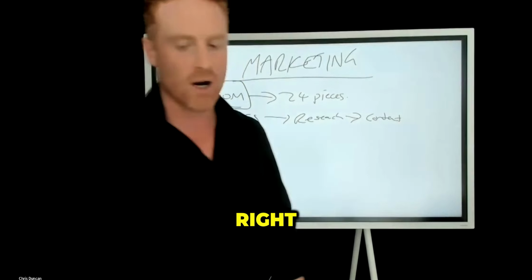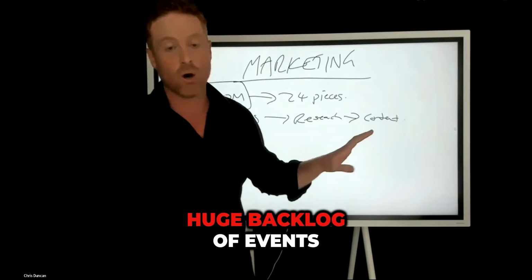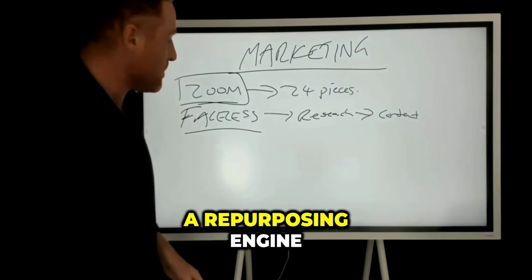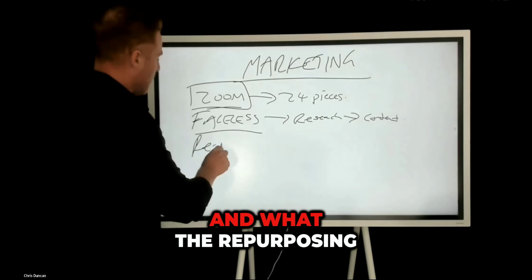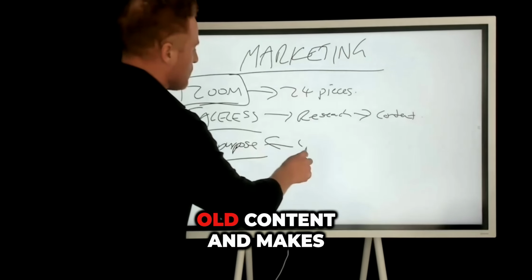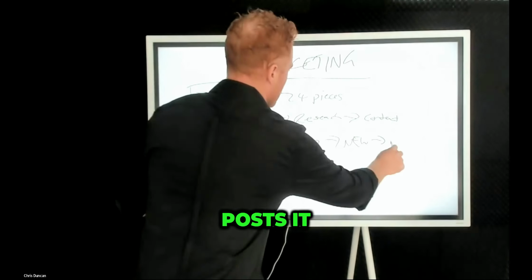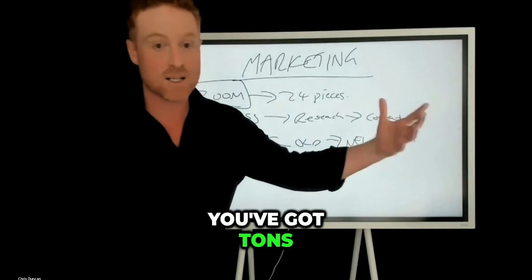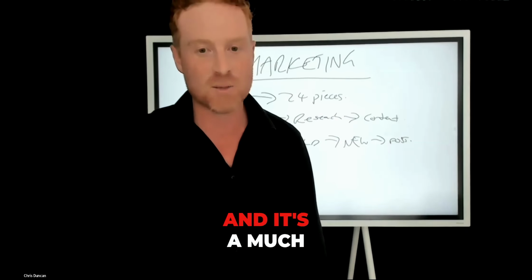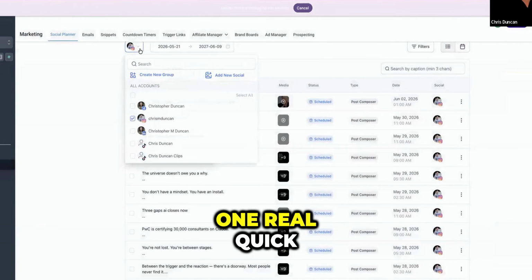So then I thought, right, well, I've got my faceless system, I've got my Zoom system, but I've got this huge backlog of events and videos that I've done. So I created a repurposing engine, okay? And what the repurposing engine does is it goes and finds old content and makes it new and then posts it. Because if you're like me, you've got tons of great old content and you want it to get out there and post. So I'll show you one of them, and it's a much younger looking Chris who's out there doing. Let's see if I can find one real quick.